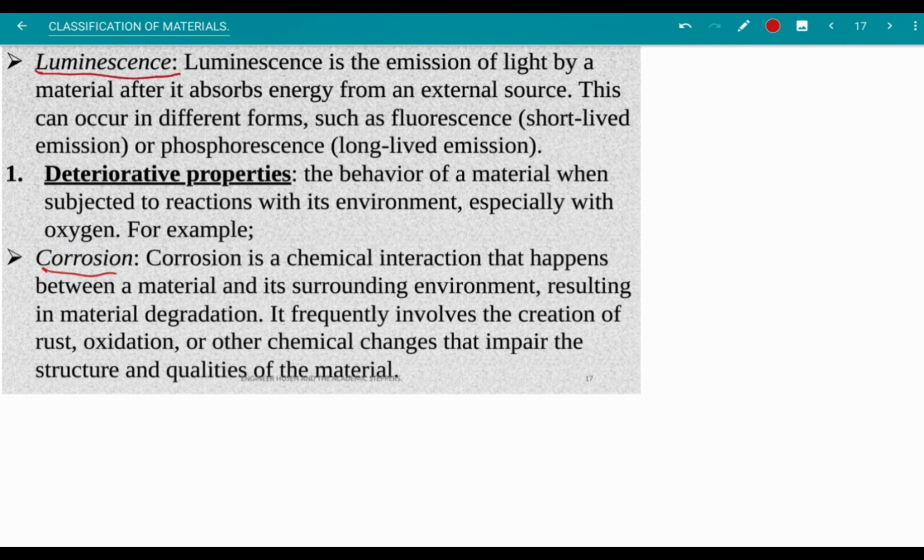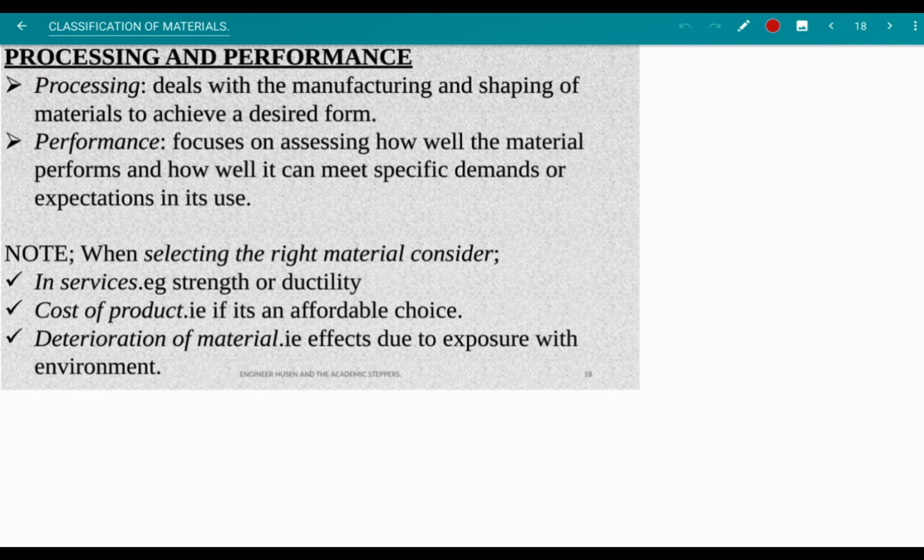Now that we know these properties that we have, we need to understand that we have other terms that are quite used or important to understand under material science and engineering. Terms like processing and performance. If you look at processing, you're looking at something that deals with manufacturing and shaping of a material to achieve a desired form. That's processing. If you talk about performance, you're looking at how you're able to assess how well the material performs and how well it can meet specific demands or expectations in its use.